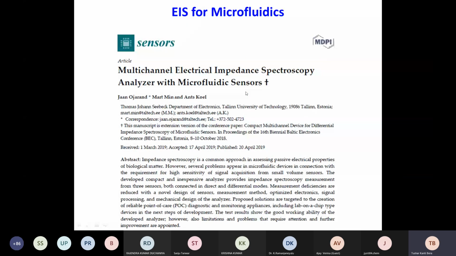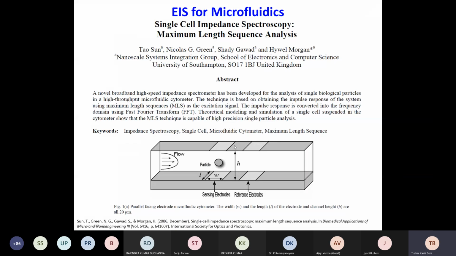So multi-channel electrical impedance spectroscopy analyzes the microfluidic sensors. Utilizing the microscopic sensors, we can study the flow of a single cell. Whenever the cell is allowed to flow through a microfluidic device, we can measure the impedance, and if the cell line is with a single cell, then we will be able to get the impedance of a single cell.